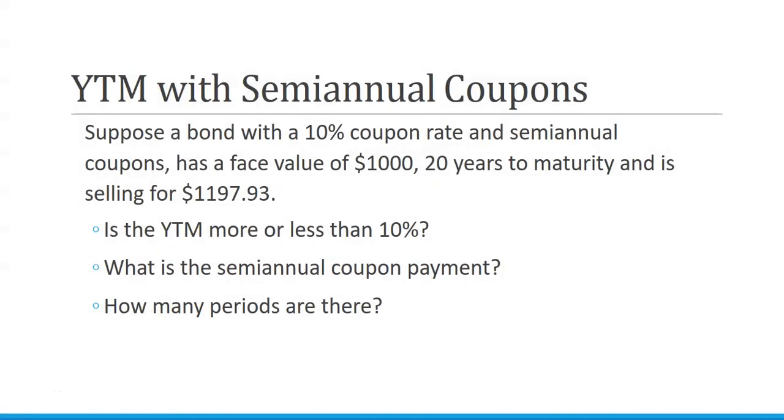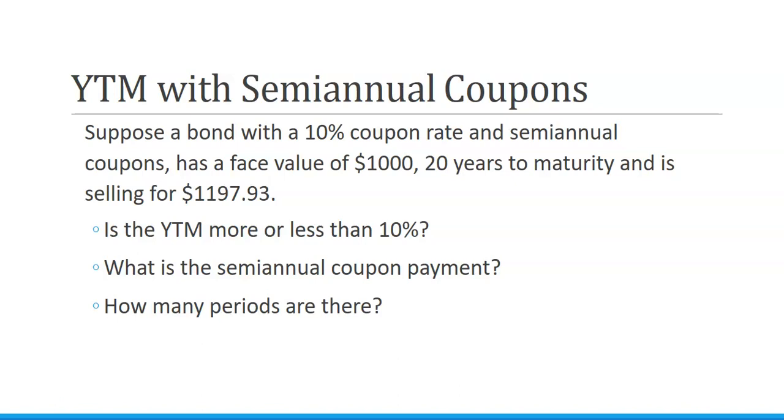Now let's say we have semi-annual coupons, so these are 2 times a year instead of once a year like in the original example. And this time, instead of a discount bond, we have a premium bond. So we have a bond with a 10% coupon rate and semi-annual coupons. It has a face value or par value of 1,000 and 20 years until maturity. And it's currently selling for $1,197.93. So we want to know, is the yield to maturity more or less than 10%?